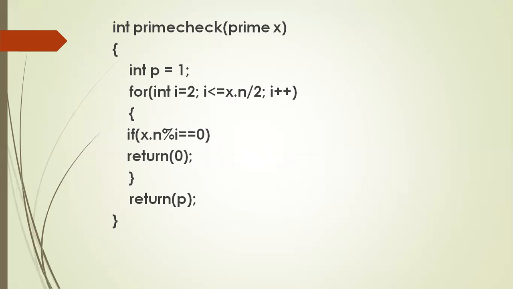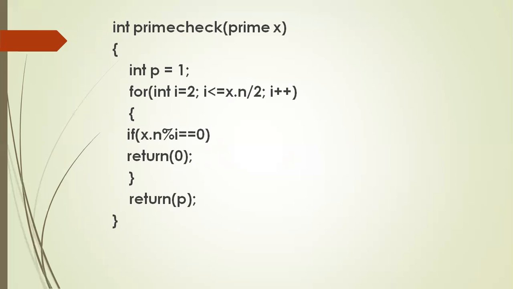Finally, if the number is not divisible by any other number, the p value continues to be 1, so return the value 1. If 1 is returned by the function, the given number is prime. If 0 is returned, the given number is not prime. Now we can observe two things here. The friend function name is prime check. The prime check function can access the private data N only through the object you are passing as an argument. Here the object I am passing is x, which belongs to the class prime. So in order to access N, you should always write it as x dot N.